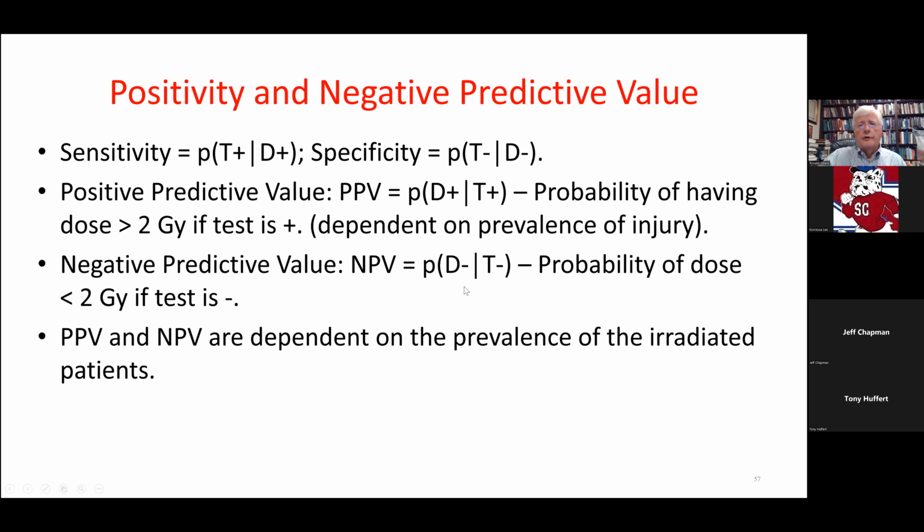Conversely, the negative predictive value is, if the test is negative, if our neutrophil lymphocyte ratio is under controls, then you probably don't have a dose of 2 gray or more. So the probability the dose is less than 2 gray. These are actually BARDA definitions, and we could make it 1 gray, or whatever. The positive predictive value and the negative predictive value are dependent upon the prevalence of irradiated patients in your population, which you're not going to really know in a weapons event, but you can make some assumptions.